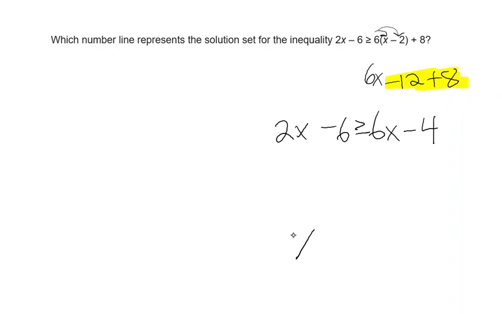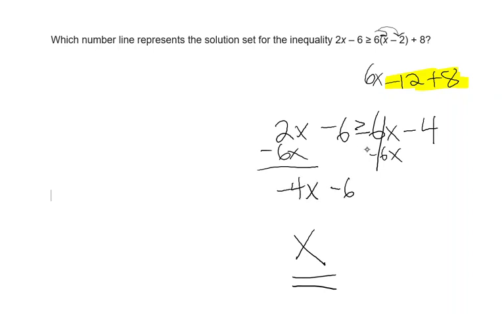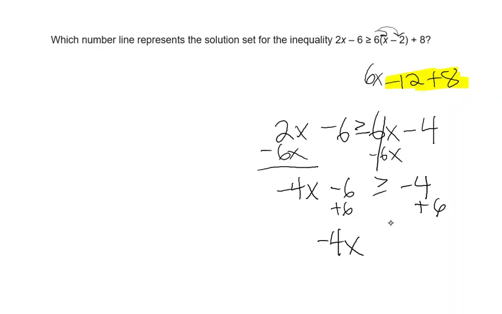I like the x to be on the left-hand side of the symbol, so I'm going to subtract 6x from both sides, making that 2x minus 6x, which is negative 4x. Bring down my minus 6, my greater than or equal to, and my minus 4. Now your next step would be to get the numbers to the other side as the x. So that means I'm going to add 6 to both sides so that I'm set up with a one-step problem where I have all the x terms on one side of the symbol and the constants on the other side of the symbol.